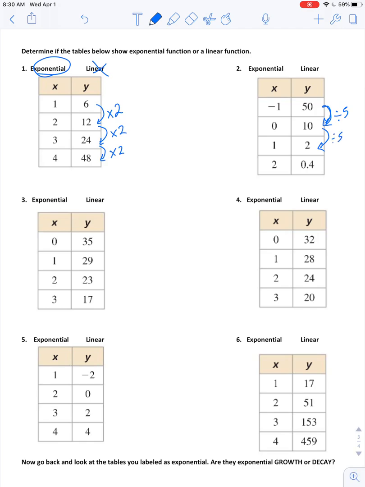So I could divide by 5. 50 divided by 5 is 10. Let's see if that pattern holds. 10 divided by 5 is 2, so that seems to work. And let's just go one more to make sure.